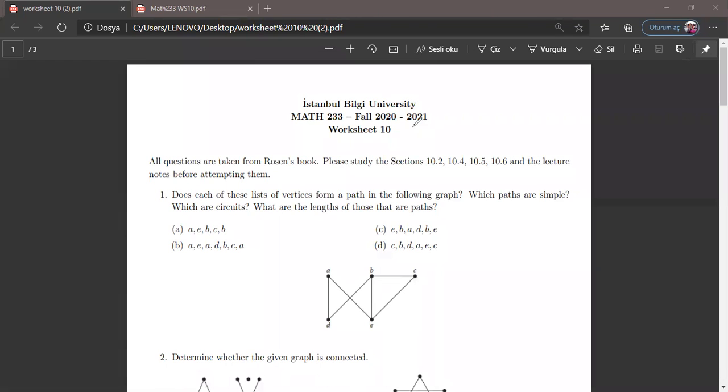Hi everyone, we will solve worksheet 10. It's about graphs again. So let's start.